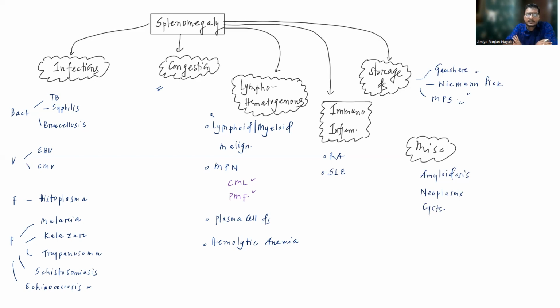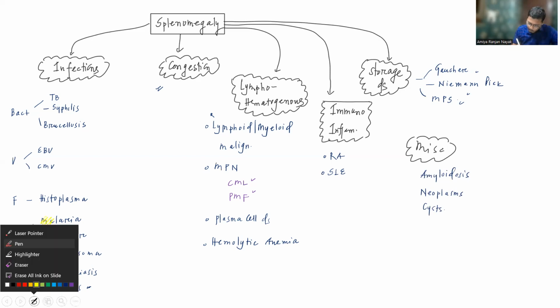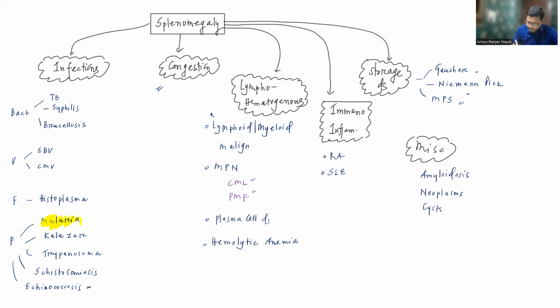Okay, so these are the broad subheadings and the important causes for splenomegaly. Of course there are so many other conditions. I have not mentioned all the conditions, but these are some of the important ones. Among these we can remember what the causes of massive splenomegaly are. So causes of massive splenomegaly include malaria, Kala-Azar or leishmaniasis, then CML, primary myelofibrosis.